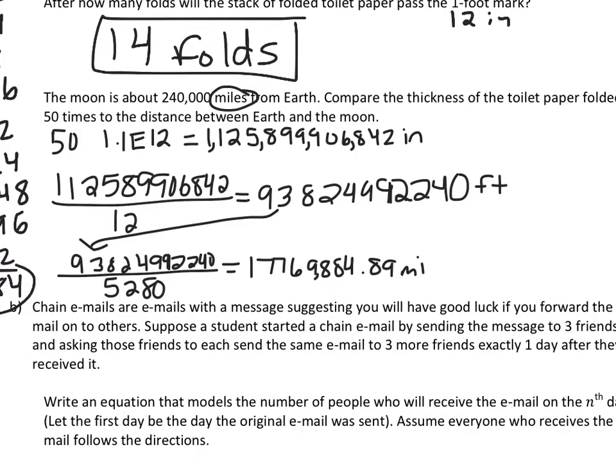Okay. So if we were to fold a piece of toilet paper 50 times, the thickness would be 17,769,884.89 miles. That is really quite a concept to think about. Now, could you physically fold a piece of toilet paper that much? Probably not. Okay, the toilet paper is only so big.